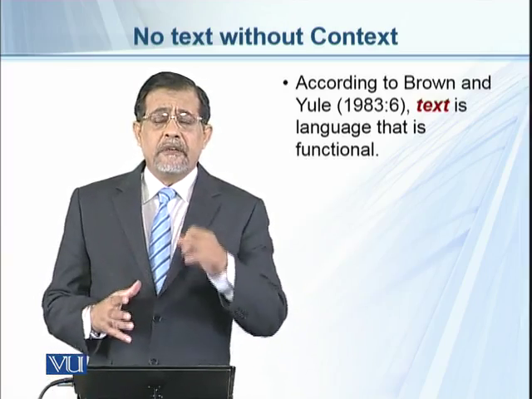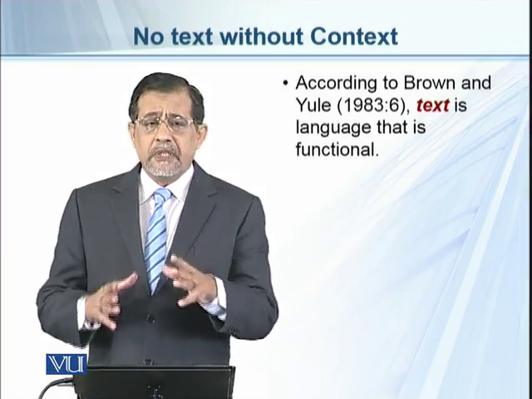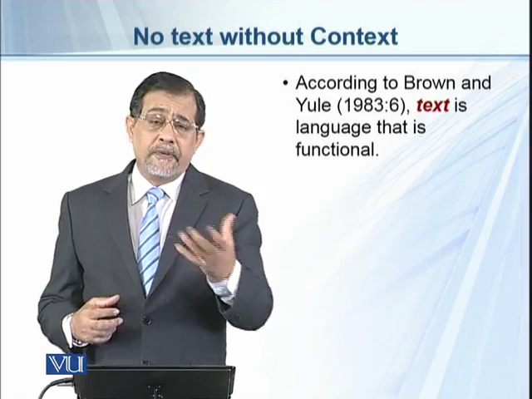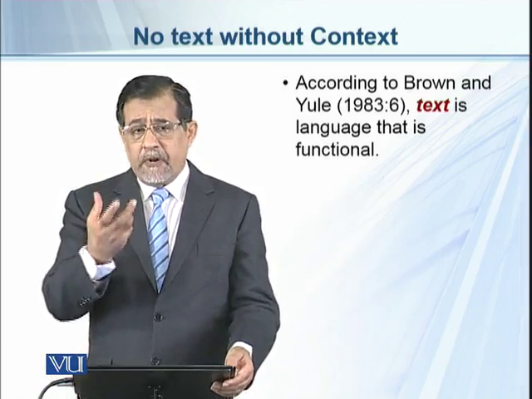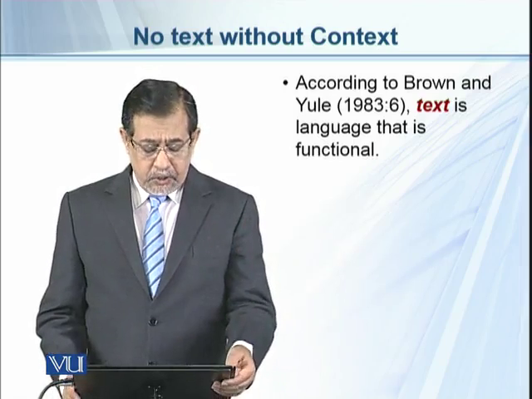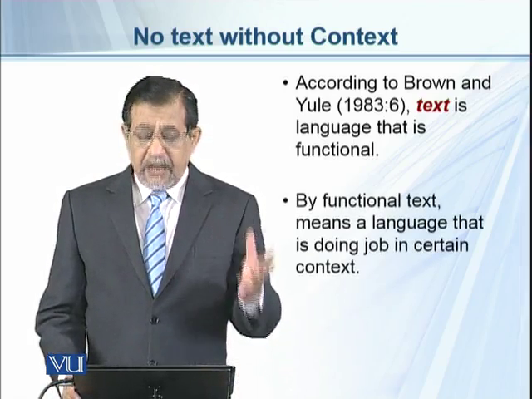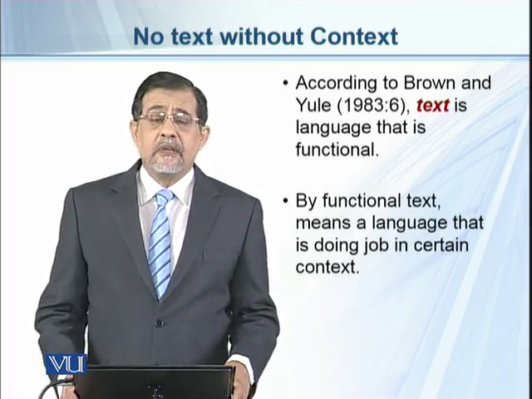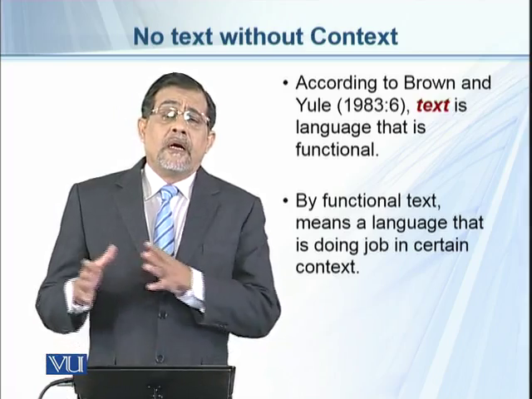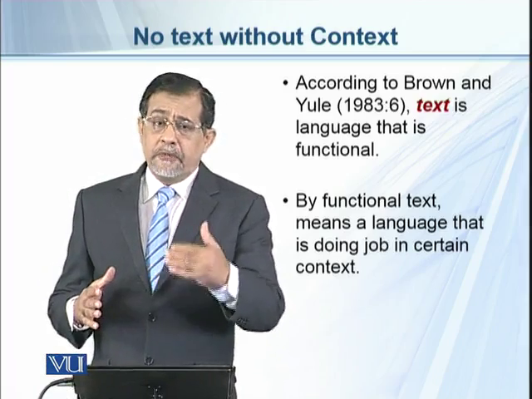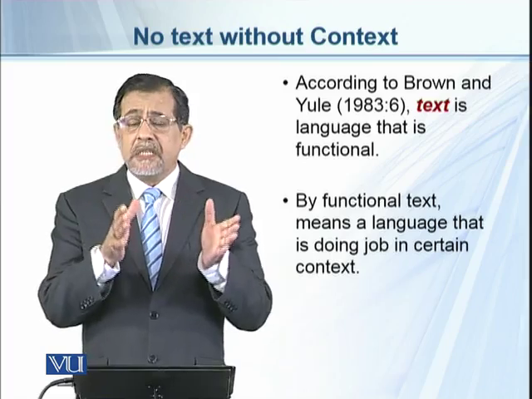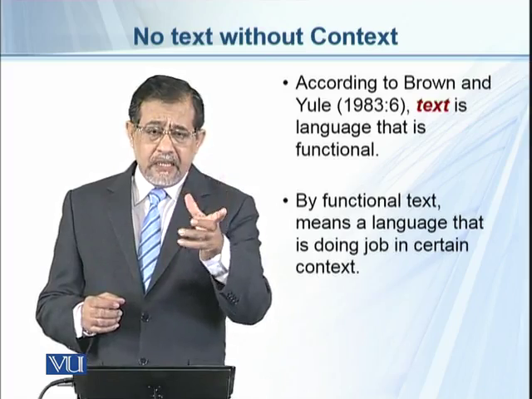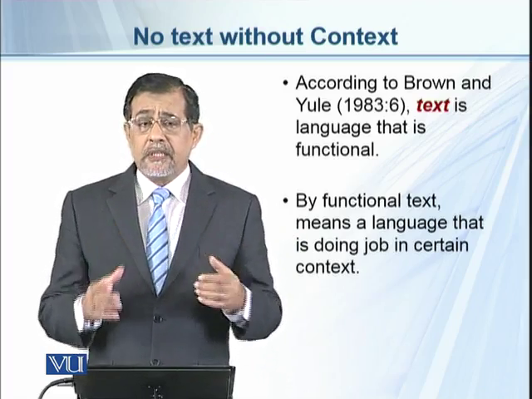So whenever we refer to text, we mean the language that is in writing or that may be the basis of our speech, which actually performs the function of communication. By functional, text means a language that is doing a job in a certain context. So when we say functional, it means whatever we say in a certain context. So there are two things: one, text, that is the language, and then context.